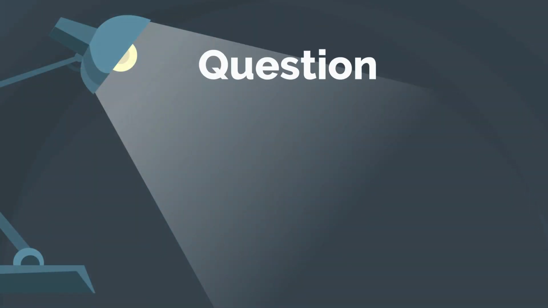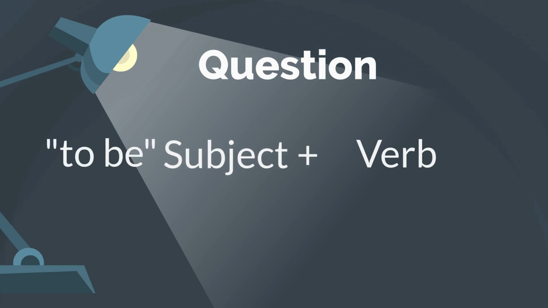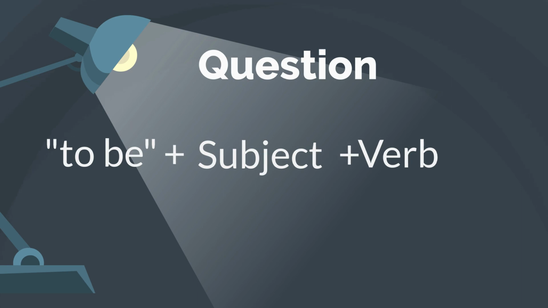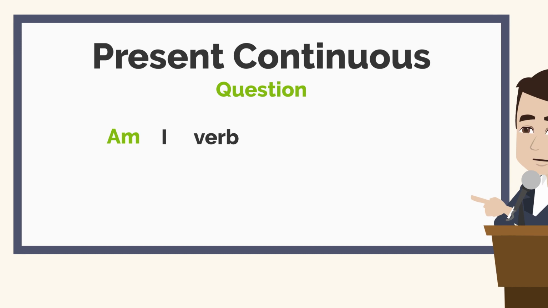In the question form, we need to switch the order. Previously, it was subject plus verb. Now, it is the auxiliary verb to be plus subject plus verb and ing. For example, am I plus verb and ing.